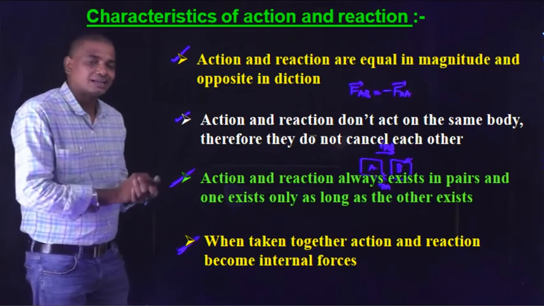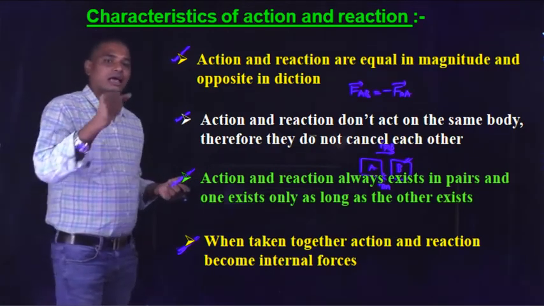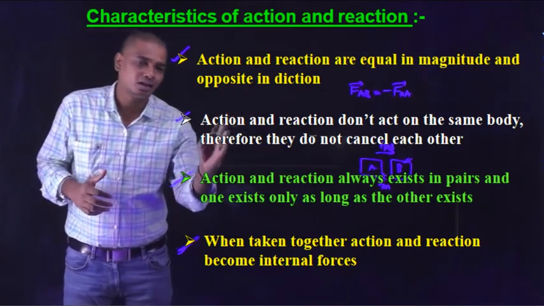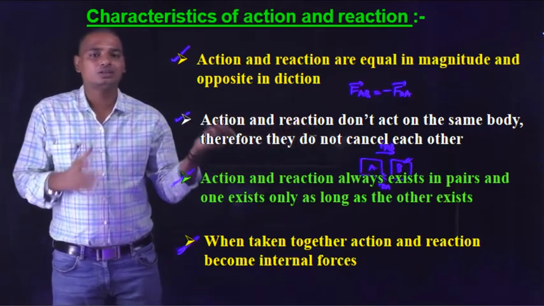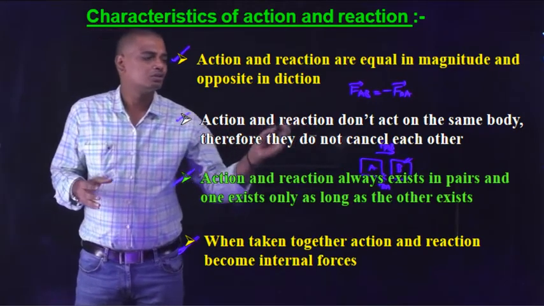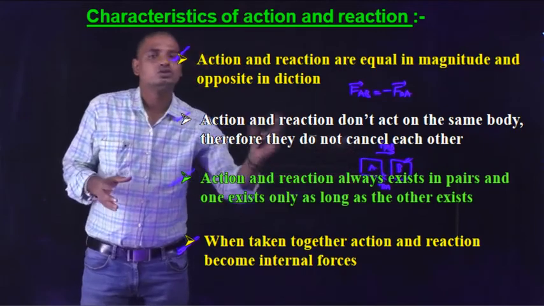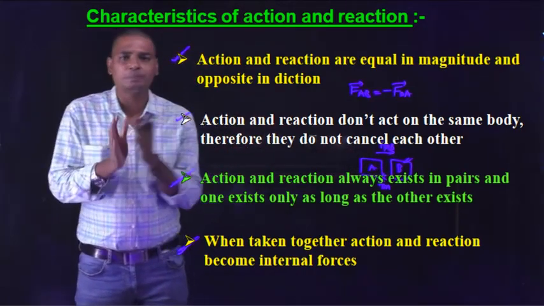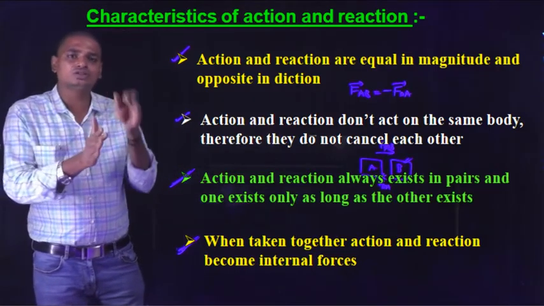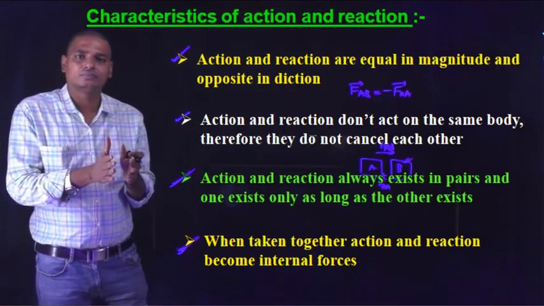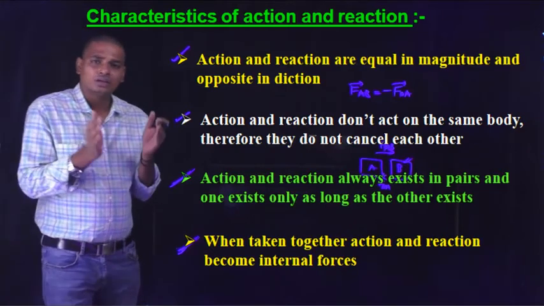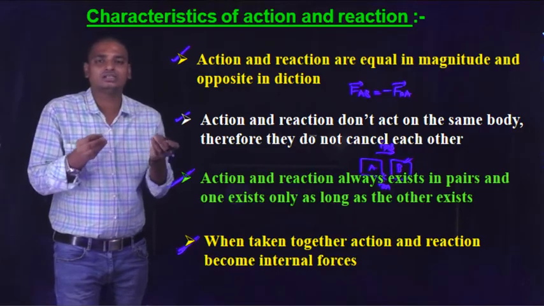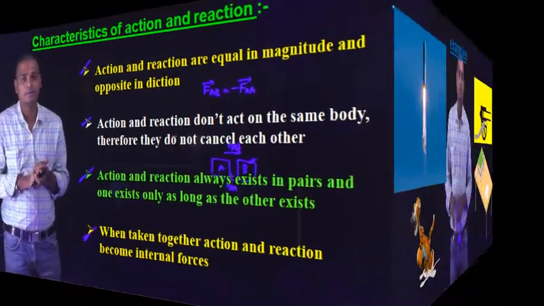So the main characteristics of these action reaction pairs are: they are equal in magnitude and opposite in direction, and action and reaction do not act on the same body, they act on two different bodies, so they do not cancel each other. The action reaction pairs always exist in pairs, so if there is an action, there should be a reaction. And when we take the action and reaction together, they are called internal forces of the body.